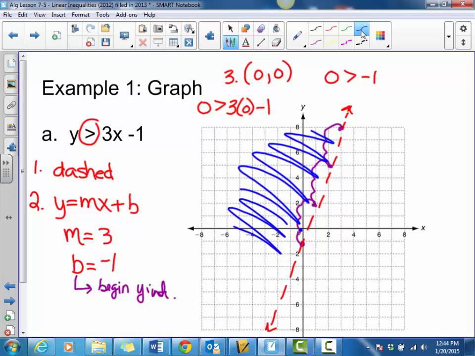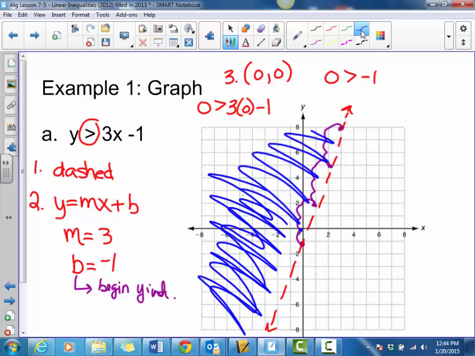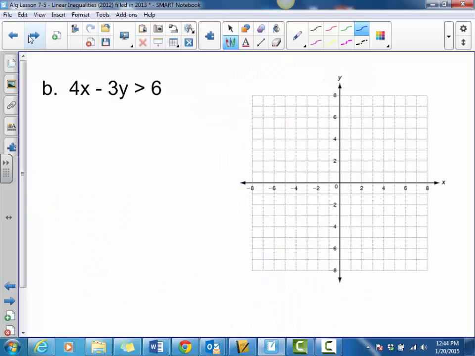So I'm going to shade the side where 0, 0 lies. 0, 0 was this point right here. So I'm going to shade all of this. That means that the solution is anywhere on this side. Okay? Let's try another example.